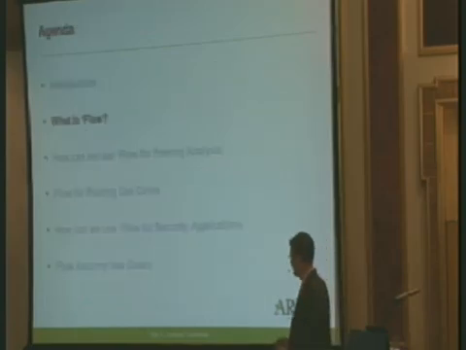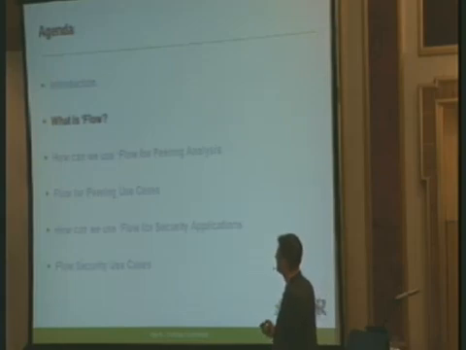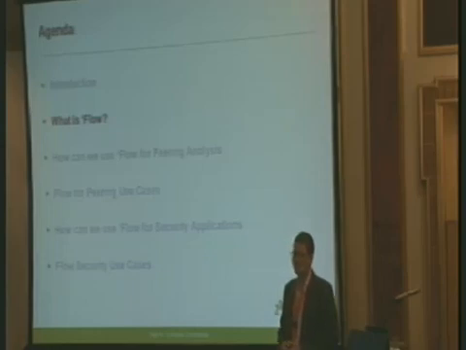So we'll be discussing what flow is for those that aren't aware of it. We'll look at the different versions, what is supported out there. Then we'll look at how we can use this information for peering analysis. We'll look at a few use cases, real-time, that peering coordinators would use from a day-to-day perspective. Then we'll look in security, how we can use flow to understand what threats are against our networks and how we can stop those, and then some use cases around that.